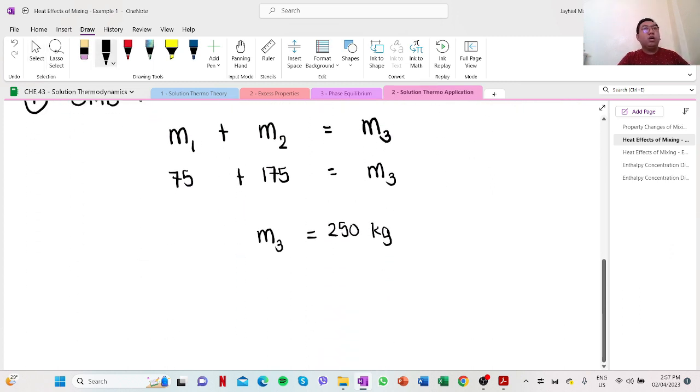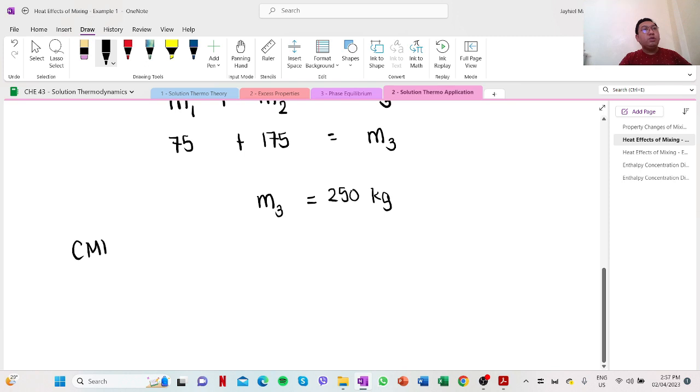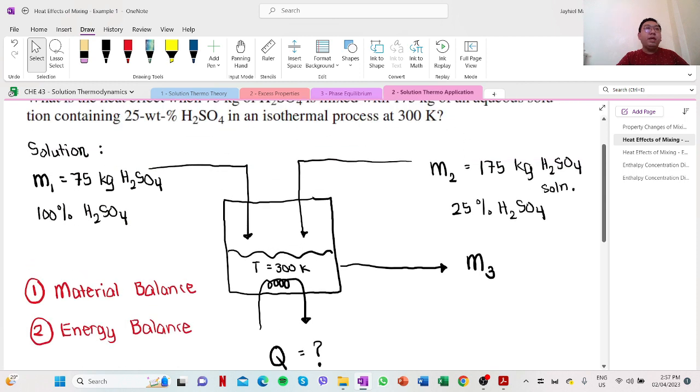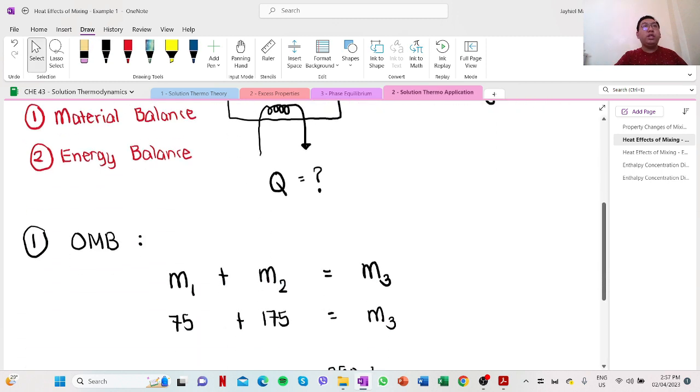For the component mass balance, this will be in terms of H2SO4. For the CMB, I will be making use of X1. I think it would be good if I do not add a lot of variables. I'll just multiply the weight fraction to the total mass of the incoming stream.